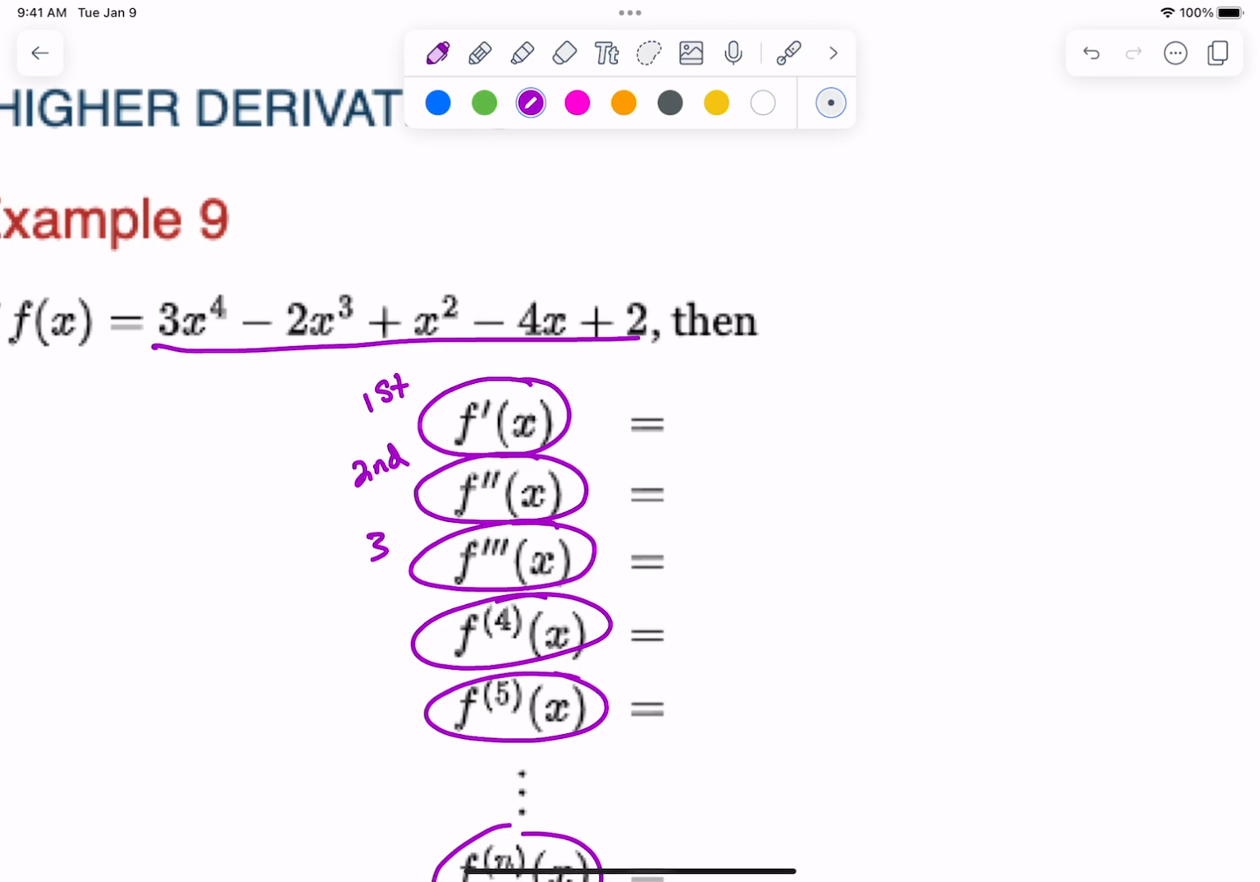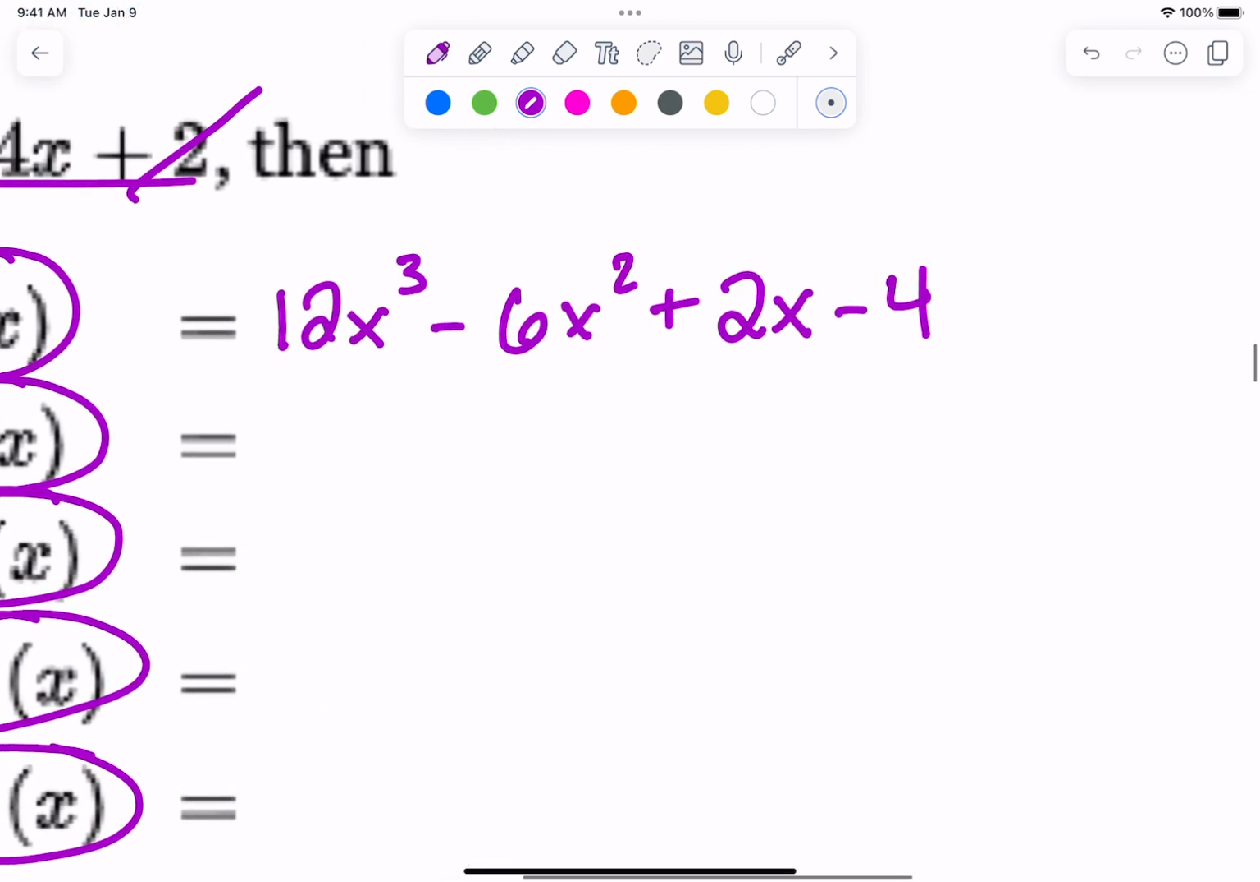What's the first derivative look like? 12x to the third minus 6x squared plus 2x minus 4, and the 2 goes away, right? Now let's do the second derivative. So we're doing the derivative of that one. 36x squared minus 12x plus 2. The 4 goes away.